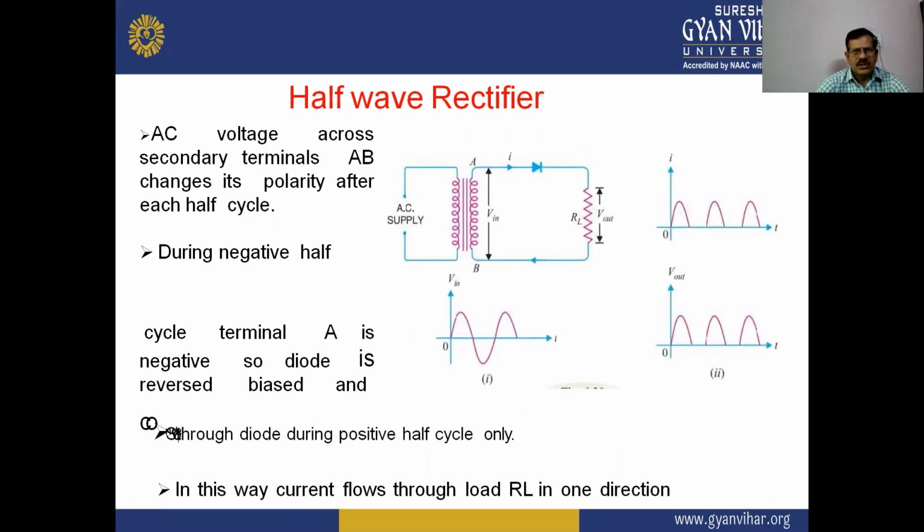The AC voltage across the secondary terminals AB of the transformer changes its polarity after each half cycle. So during the negative half cycle, terminal A is negative, so the diode is reverse biased, and current flows through the diode during the positive half cycle only. In this way, current flows through the RL in one direction as shown in this diagram.